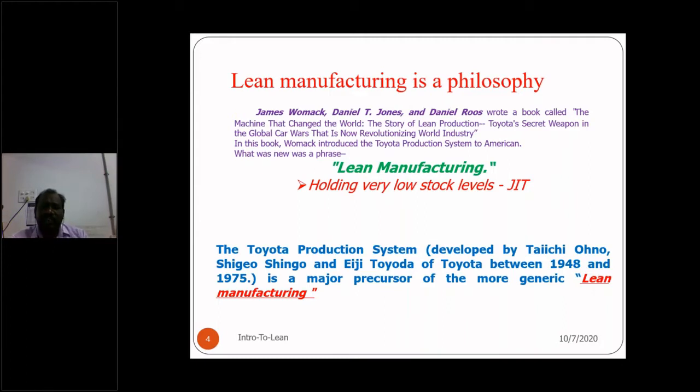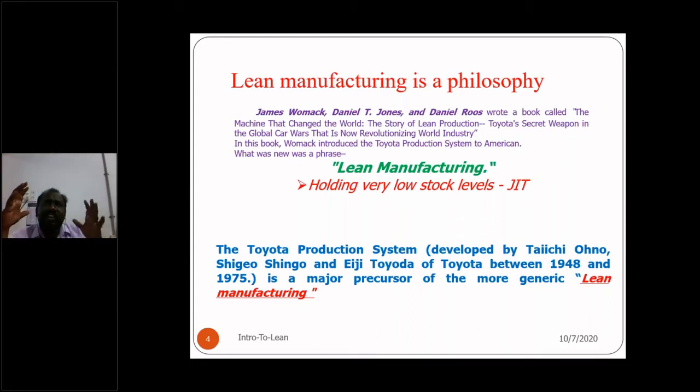Lean manufacturing is for holding very low stock levels, just in time. The stock level should be kept in an optimum range so that we do not incur expenditure on inventory or on procurement. You have to maintain the low stock levels in a systematic manner, holding very low stock at just in time as required. The Japanese people, just in time.